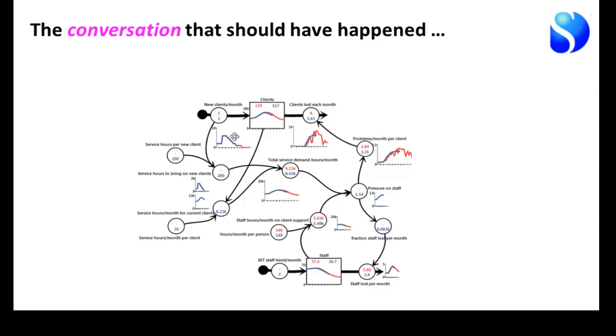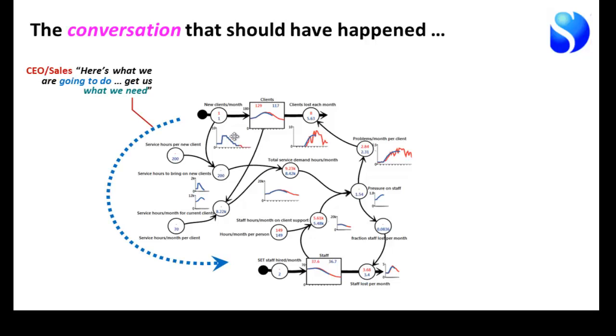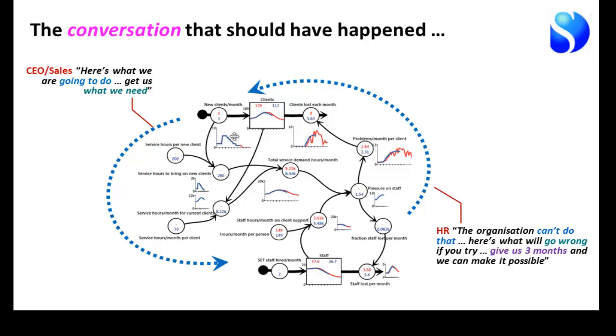The conversation that should have happened here goes as follows. CEO to HR people, here's what we're going to do. Get us what we need. To which the HR person's response should have been, the organisation can't do that. And here's what will go wrong if you try. Not exactly, but in principle, you can be pretty sure if you start pushing customers into this business, there will come a point where these people can't cope. And when these people can't cope, those customers will get bad service, and these people will get stressed and leave. Just that is enough to raise the red flag and say, hey, just hold on here.